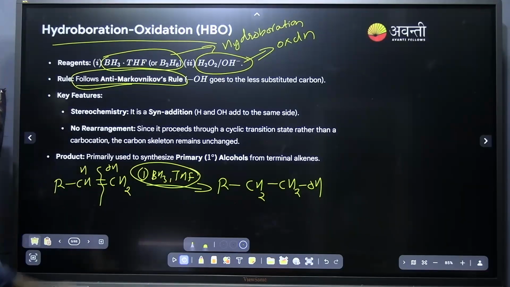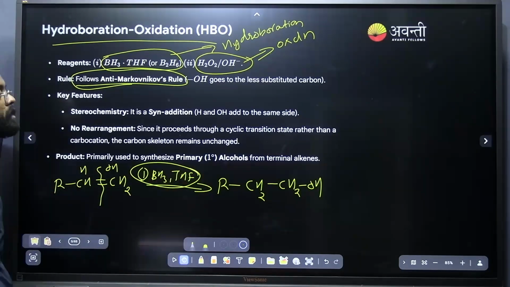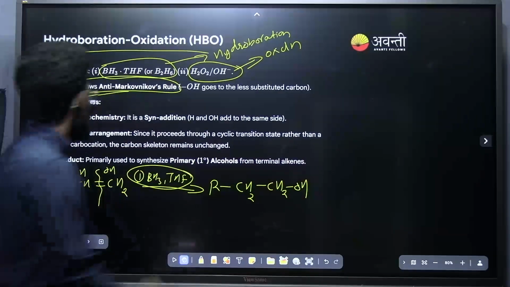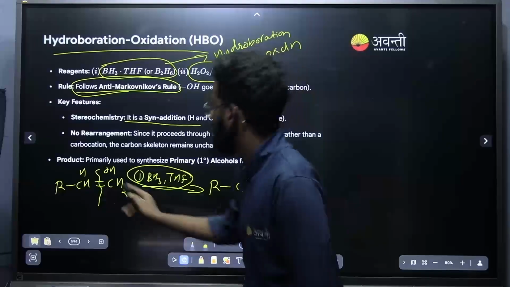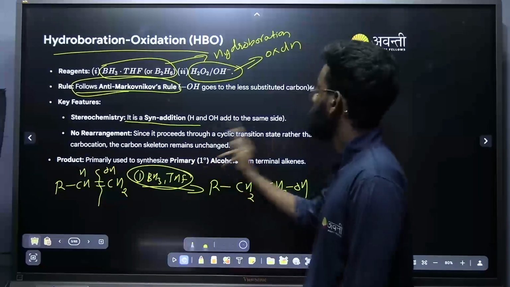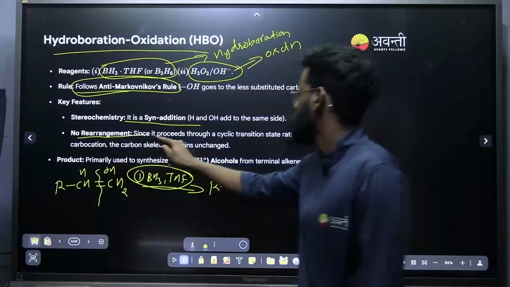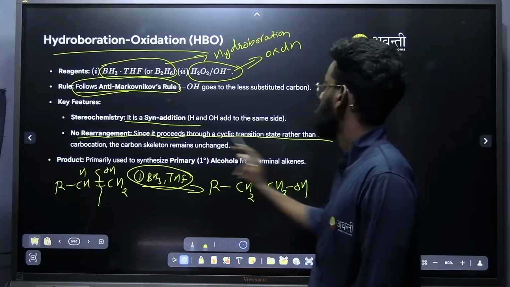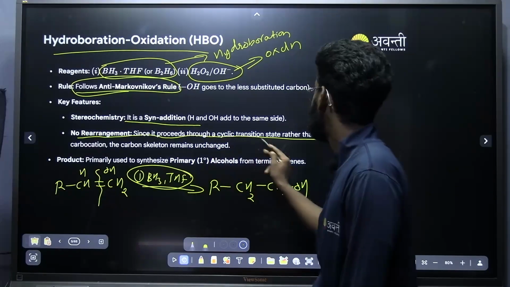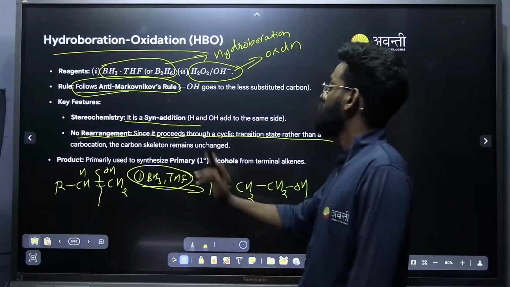alcohol. If we use an alkene having a terminal carbon, then definitely we will be getting primary alcohol. Got it? And note down, this is a syn addition. We will be adding hydrogen and oxygen to the same side. That's coming to the stereochemistry only. And there is no rearrangement. That's the important thing. That's the easiest thing. No rearrangement, as it is proceeding through a cyclic transition state rather than a carbocation. The carbon skeleton remains unchanged.